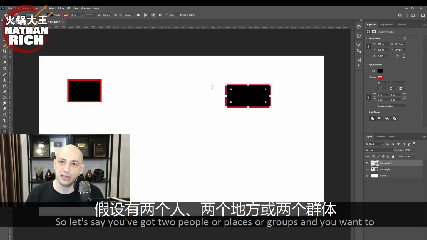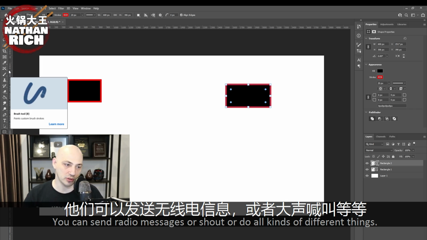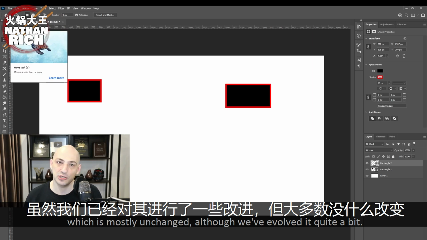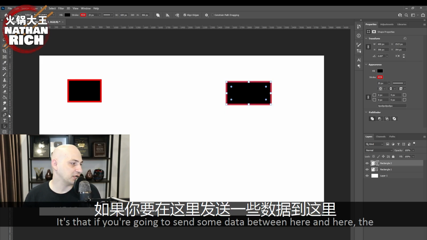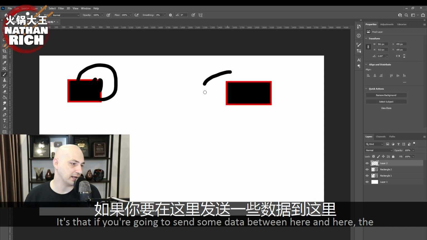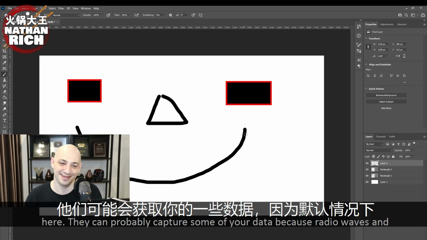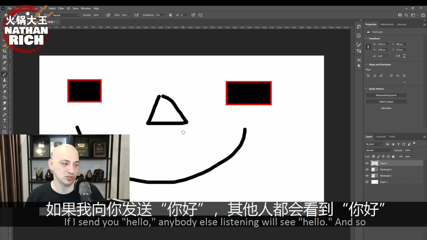So let's say you've got two people or places or groups and you want to communicate with each other. You can send radio messages or shout or do all kinds of different things. Around World War II, most of our modern cryptography concepts were developed, which is mostly unchanged, although we've evolved it quite a bit. So the concept of encryption really is pretty simple. If you're going to send some data between here and here, the problem is that somebody in the middle can probably capture some of your data, because radio waves and even internet traffic is, by default, unencrypted, meaning it's just raw. If I send you hello, anybody else listening will see hello.